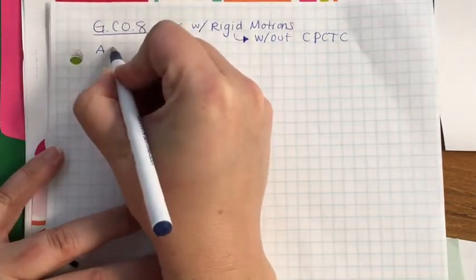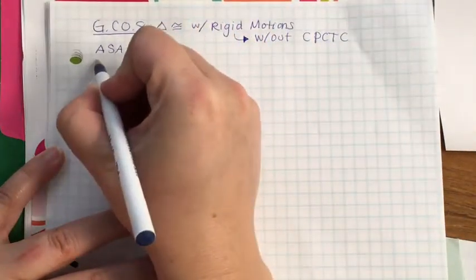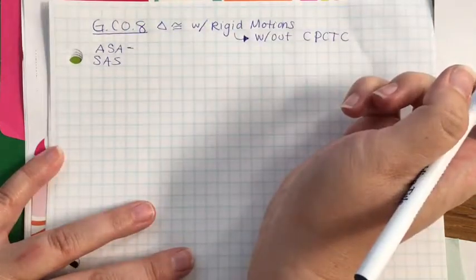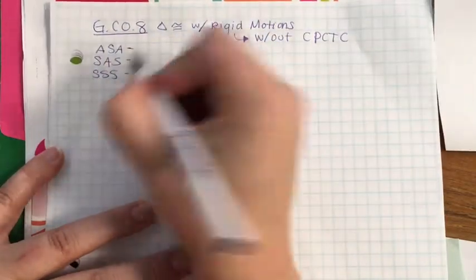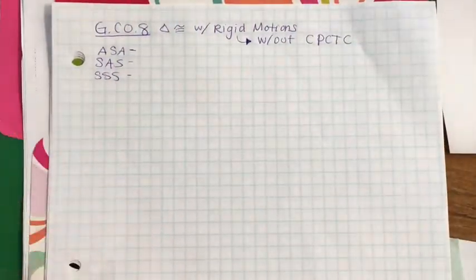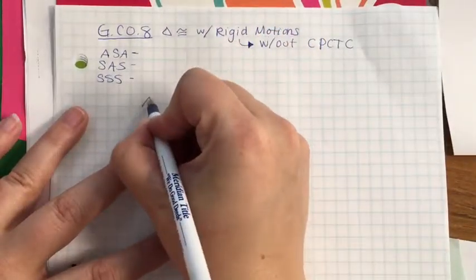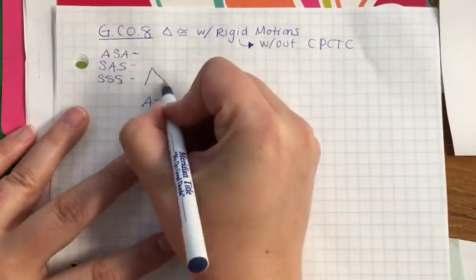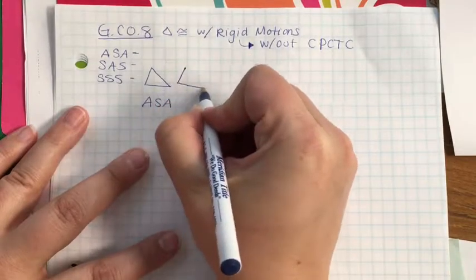You guys remember what ASA stands for? Angle, side, angle. Good. And then with, what is this? Side, angle, side, and with side, side, side. So we're going to draw little baby pictures of what these things look like. So let's start with angle, side, angle. Start out with drawing two triangles that, to the best of your ability, look congruent.